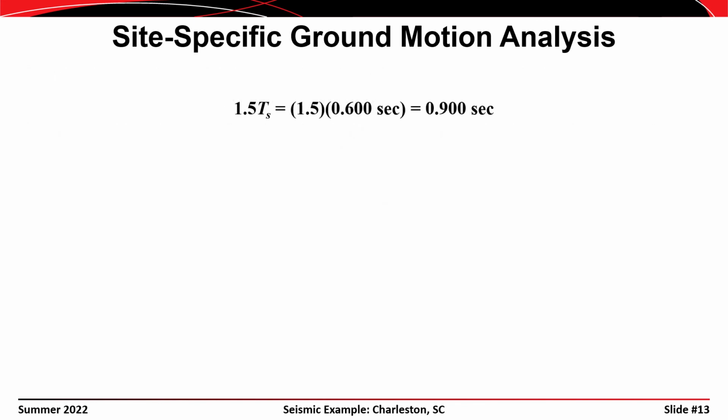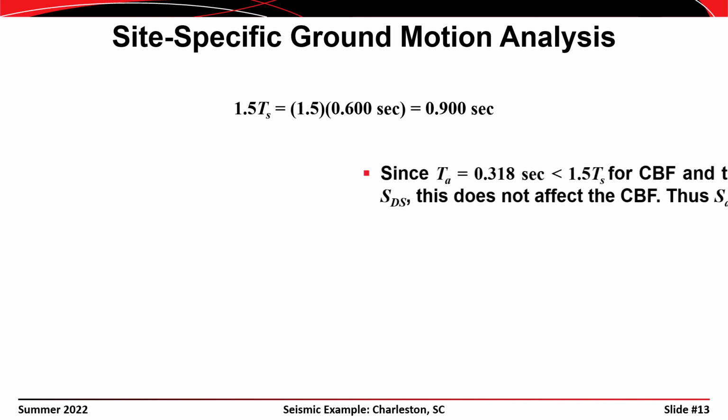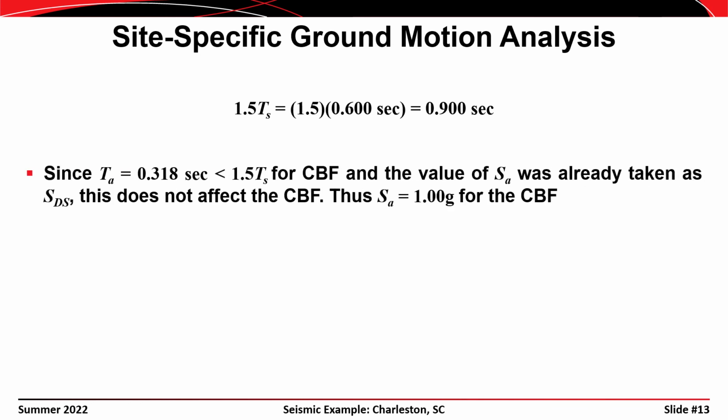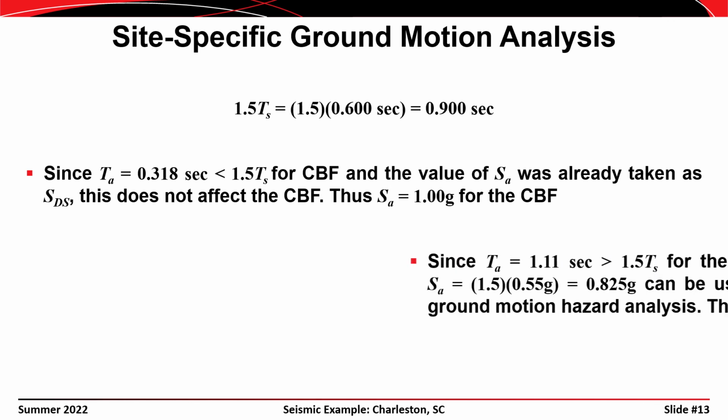1.5 times T sub S, in this particular case, is equal to 0.9 seconds. So we had an approximate period of 0.318 seconds for our concentrically braced frame. That's less than 1.5 times T sub S. So the value of S sub A is already taken as S sub DS for that case, the peak of the response spectrum. So this does not affect the value of S sub A for the concentrically braced frame.